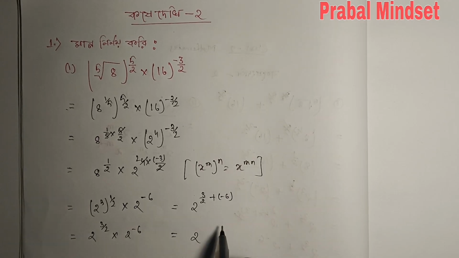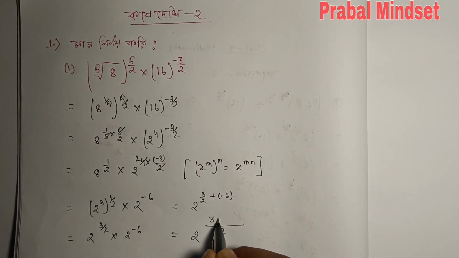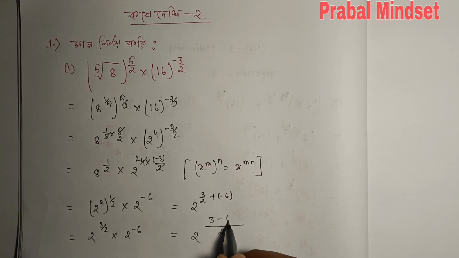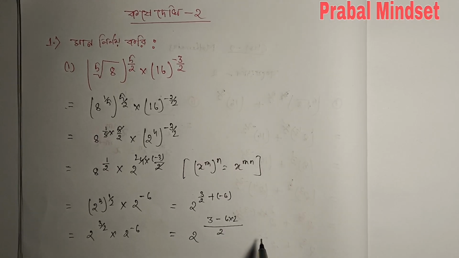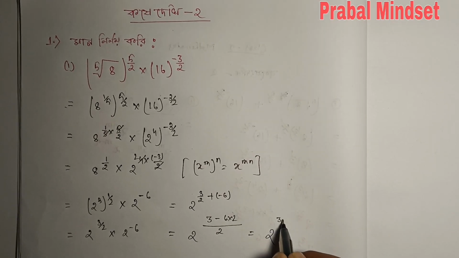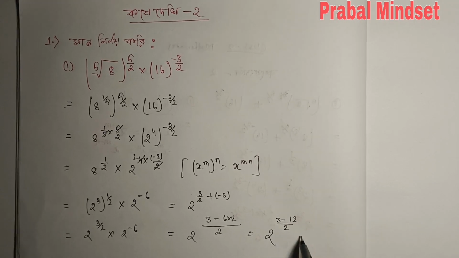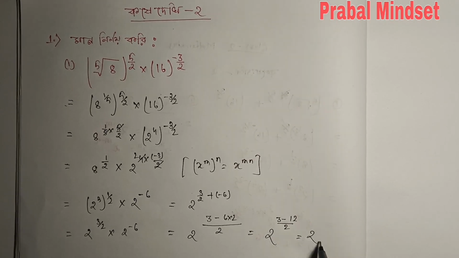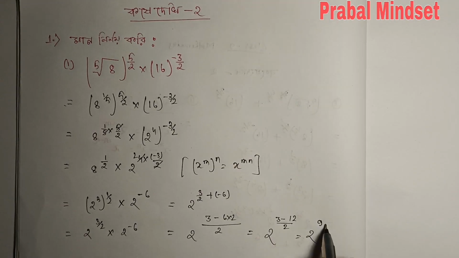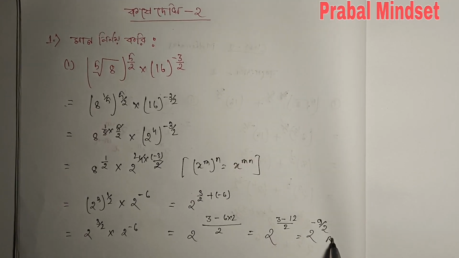2 বসাবো হবে 2 3 minus 6 into 2। তারপর 2 to the power 3 minus 12/2, to the power 9/2 minus, the answer.